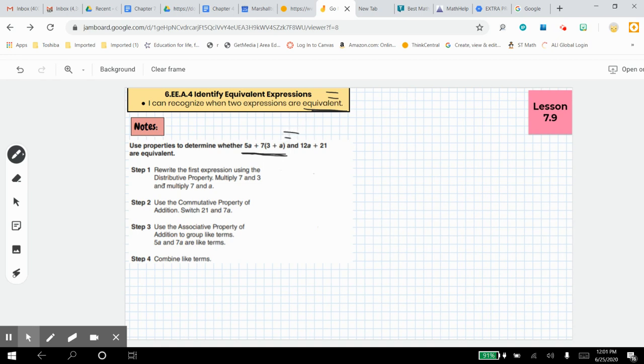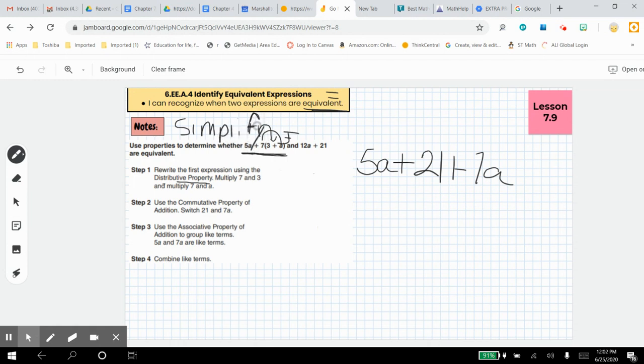Okay, so first of all, we're going to rewrite the first expression using the distributive property. So I'm going to keep the 5a because the 5a is something I don't need to deal with right now. I'm going to put the add sign just like it's written. Now 7 times 3 is 21. Okay, then I'm going to keep the add sign and I'm going to take 7 times a, which is 7a.